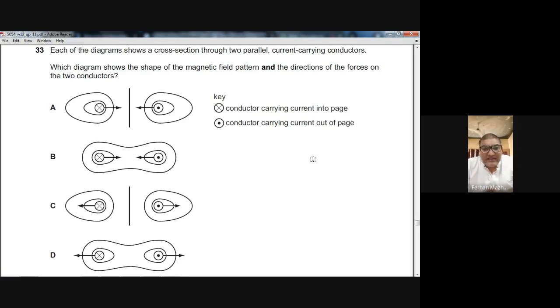Remember, if you have two parallel conductors and the direction of the current in both the conductors is the same, then they will attract each other. If the direction of the current in both the parallel conductors is different from each other, like in this case, they are supposed to repel each other. And for repelling, in the middle the magnetic field should be stronger, and on the sides the magnetic field should be weaker.